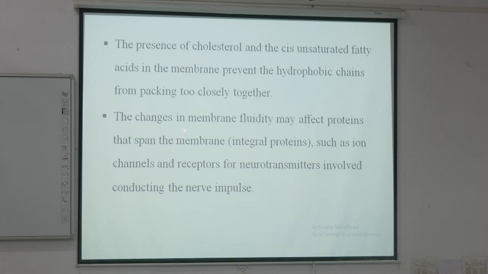Okay. A change in membrane fluidity may affect proteins that span the membrane, such as ion channels and receptors for neurotransmitters involved in conducting the nerve impulse. It is basically for the uptake of calcium and potassium for nerve conduction. Okay. The cell membrane is also present in the muscles, in the neurons, the sarcolemma. So what is that? This cholesterol helps in taking up sodium and potassium, and becomes helpful for conduction of the nerve impulse.